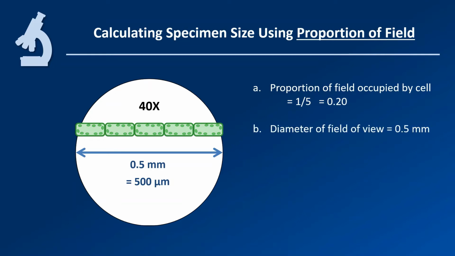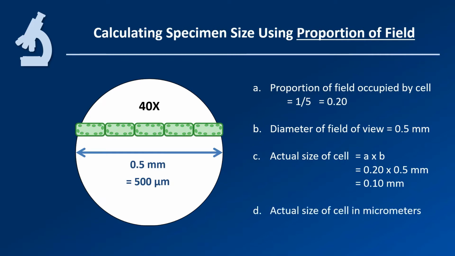So it's the same calculation. I take the diameter of the field. In this case, the diameter is a little different. It's 0.5 millimeters. And I multiply those two numbers. So 1/5 of 0.5 is, of course, 0.1 millimeters. So in micrometers, I'll multiply that by 1,000, and I get 100 micrometers. So different numbers, I came to the same conclusion, the same size, and that's always good news when your numbers match up.